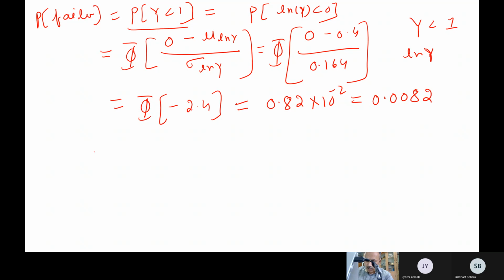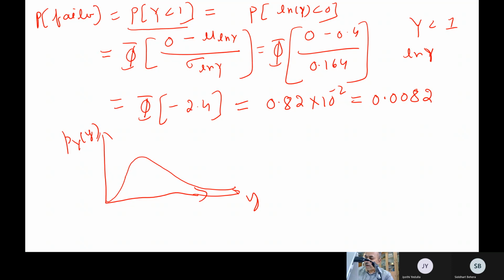Or if you want to see it in a pictorial format, this is Y. So we are saying Y is a log normal random variable, so this is something like this. This is my Y. Now my failure is this region, so this is the area. The area under this curve is 0.0082. So this is the failure probability of my steel beam.